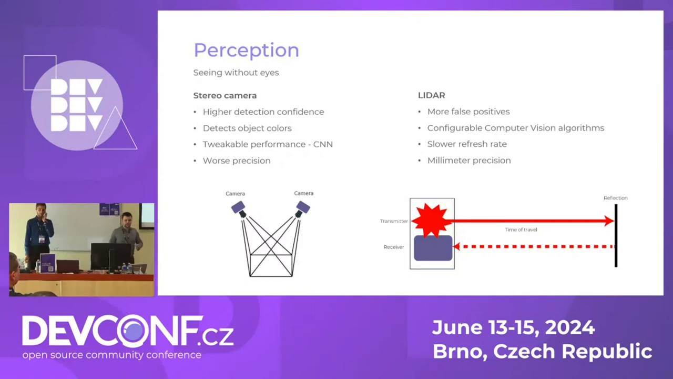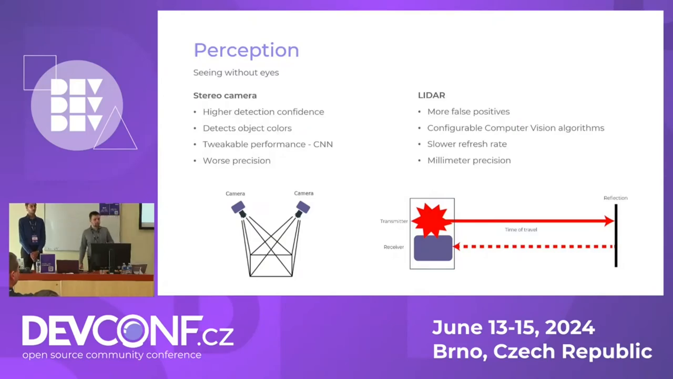So let's start with the perception. Stereo cameras are quite self-explanatory, but LiDAR, for those who don't know, is basically the same thing as radar, but it doesn't use sound waves, it uses laser scans. So basically you are scanning the area in front of you horizontally, and all the time you are sampling the reflection travel time for the object in front of you. This is very precise.